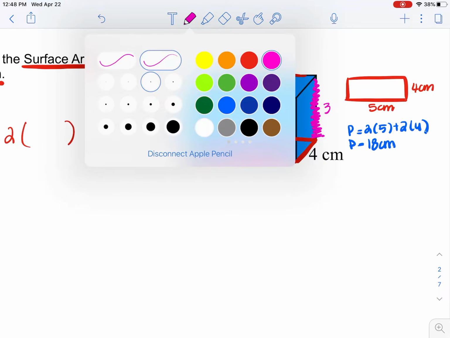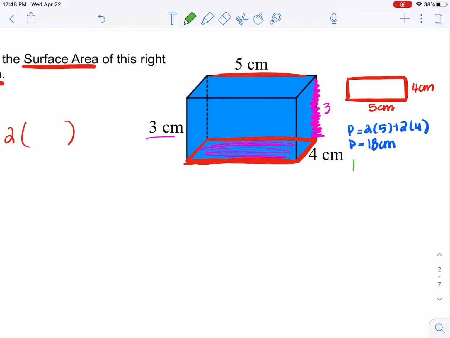So I did not find the area of the base yet, so I'm going to go back to my drawing off to the side. Area of the base, this is a rectangle. The formula is length times width, or base times height. 4 times 5. So the area of the base is 20 centimeters squared.